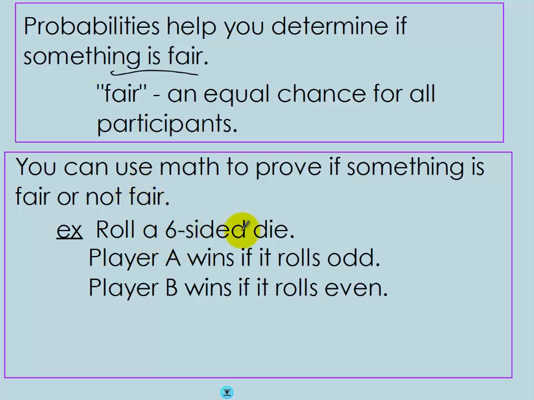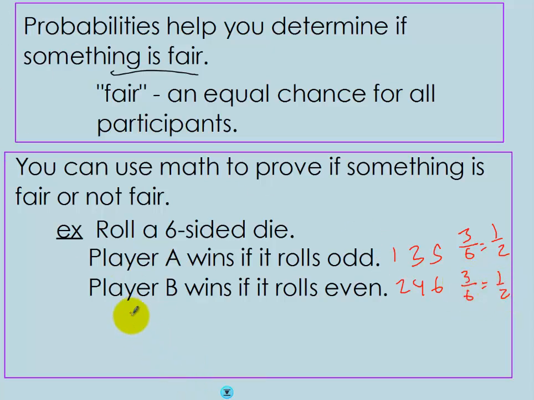So what if I rolled a six-sided die, and we have two players? Player A wins if it rolls odd, and player B wins if it rolls even. Well, is this fair? Yeah, because it's going to roll odd when you get a 1, 3, or 5, and even when you get a 2, 4, or 6. So player A wins 3/6 of the time, so 1/2 of the time, and player B wins 3/6 of the time, which is 1/2 the time.